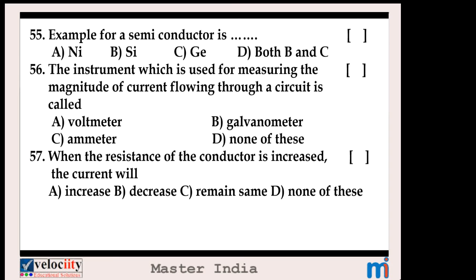B. Si means silicon. C. Ge means germanium. D. Both B and C. Answer is D. Both B and C means silicon and germanium.